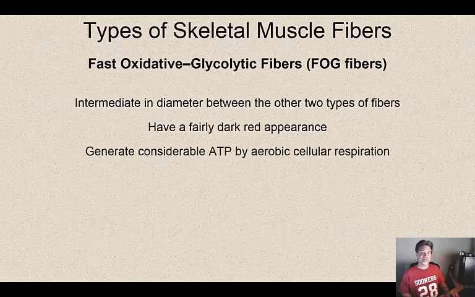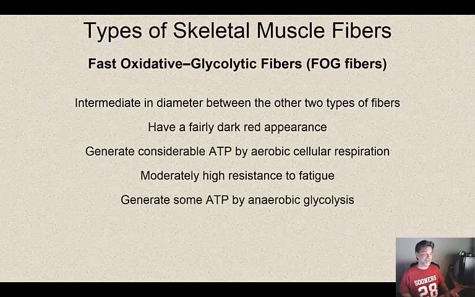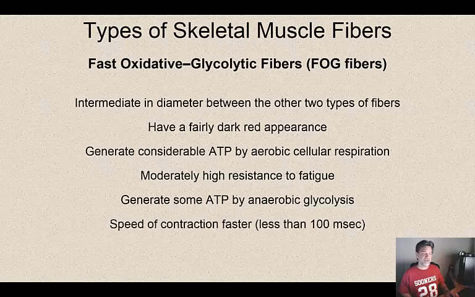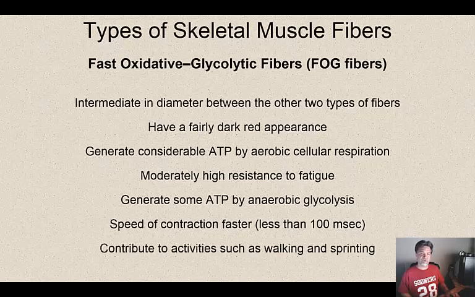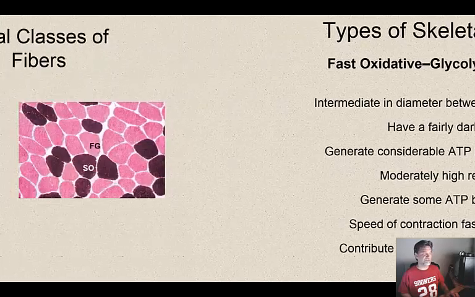They can generate ATP by cellular respiration, but they also can revert to anaerobic fermentation. They're fairly resistant to fatigue, but not as good as slow oxidative, though better than fast glycolytic. As I already mentioned, they generate some ATP through anaerobic fermentation. Their speed of contraction is somewhere in between the FG fibers and the slow oxidative fibers. Activities that would require these types of fibers include walking, maybe some light sprinting and so forth.